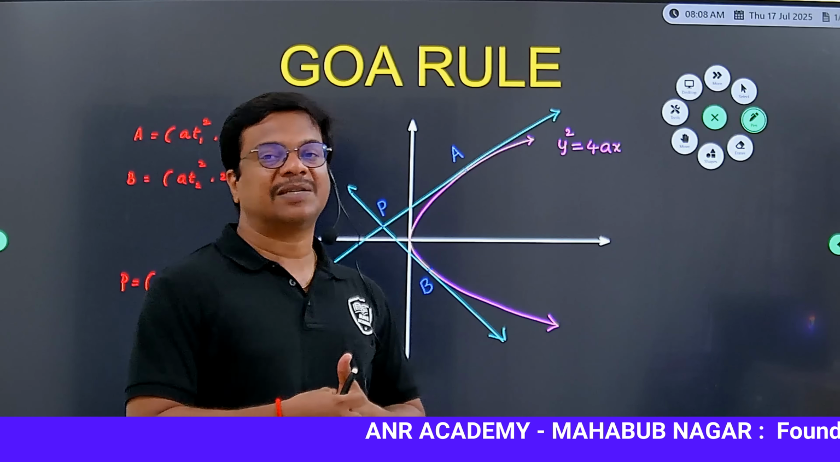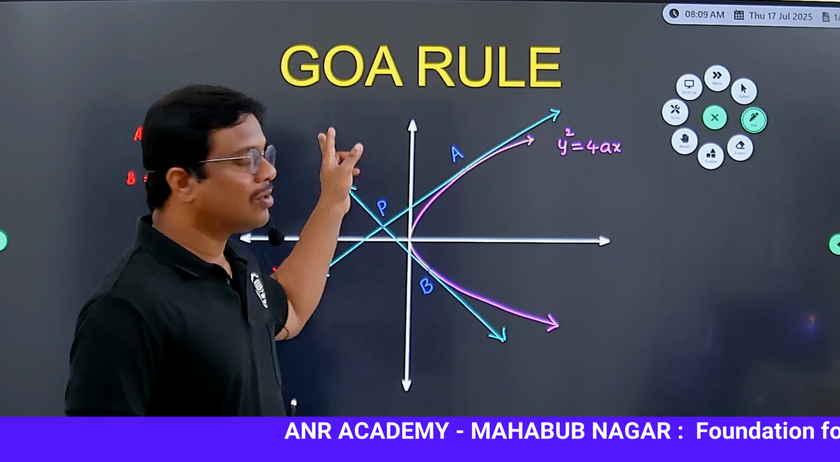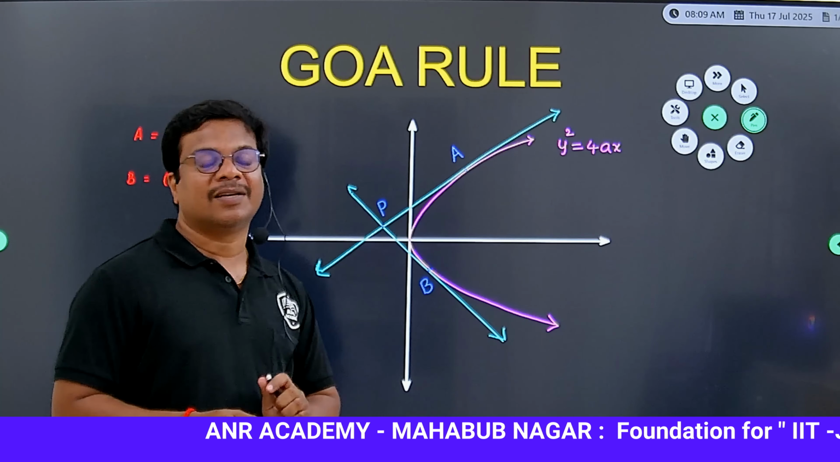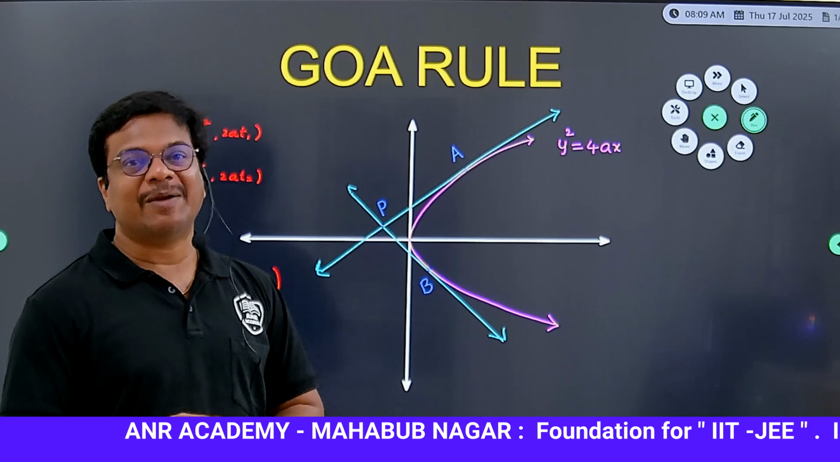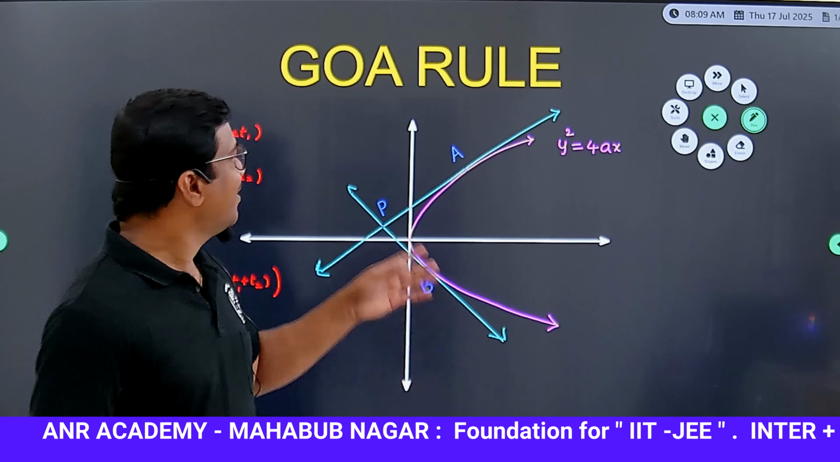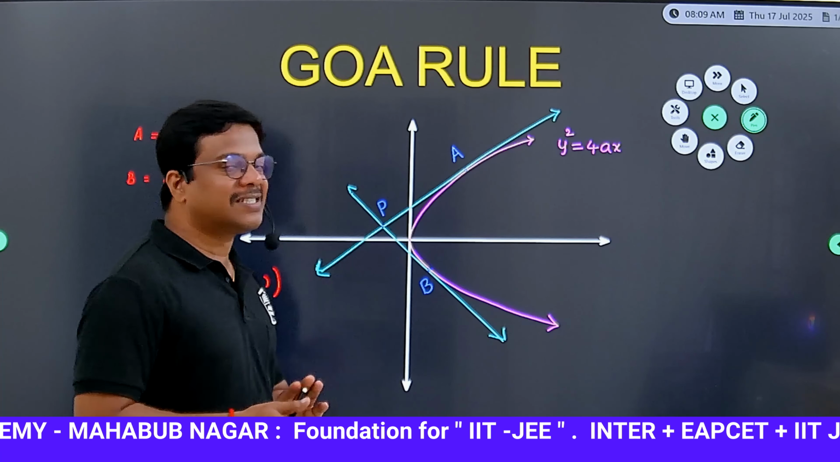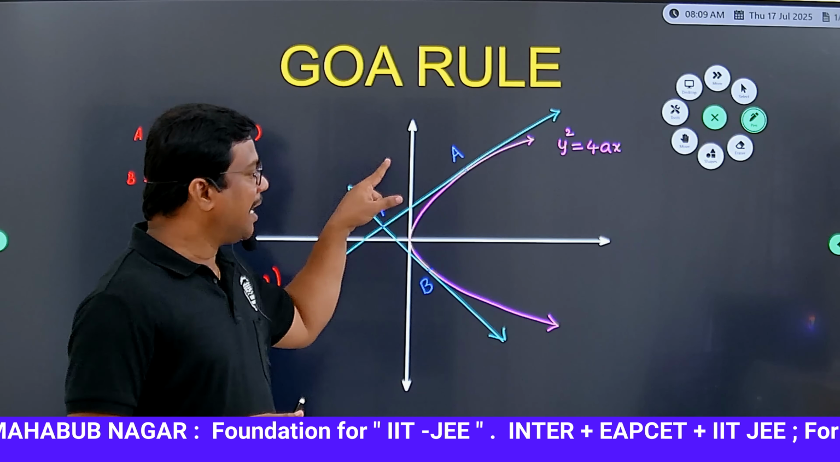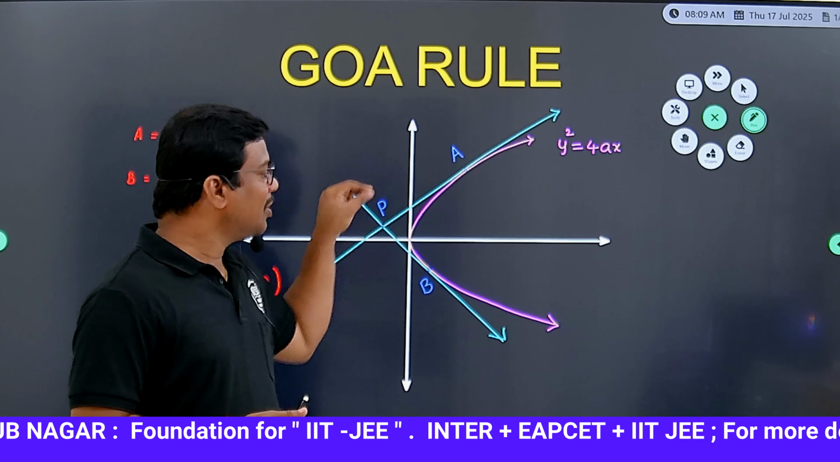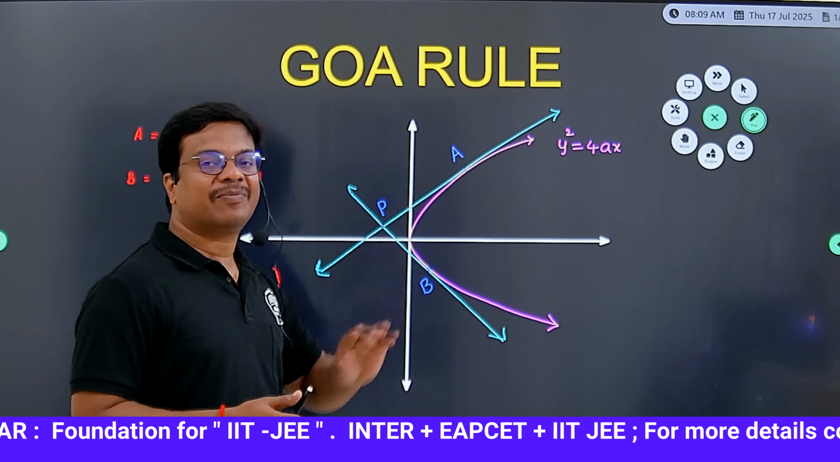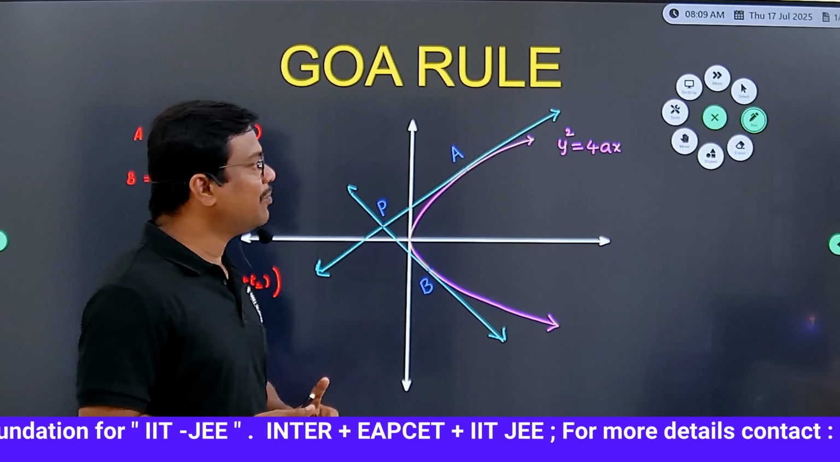Today's concept, Goa Rule. This is not the rule made by Goa government. This is the rule to remember the point of intersection of tangents drawn at two different points on the standard form of parabola y square equal to 4ax.